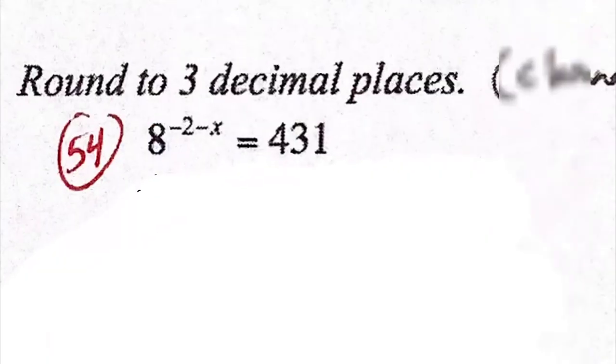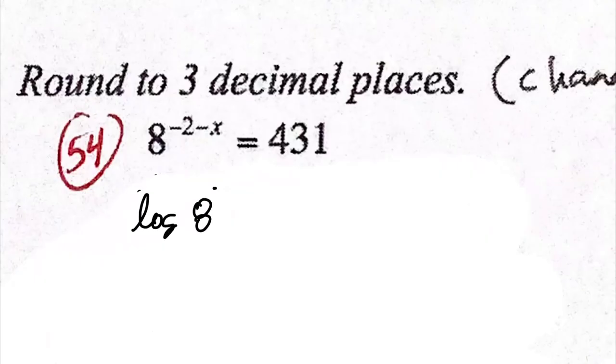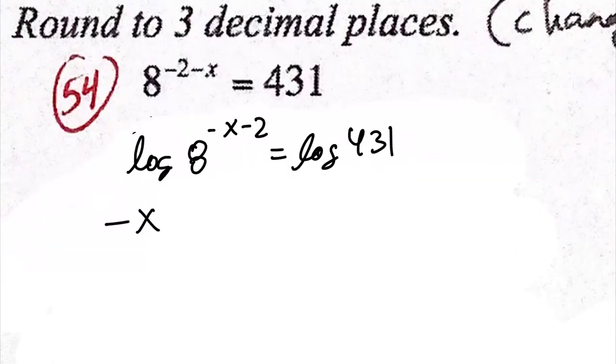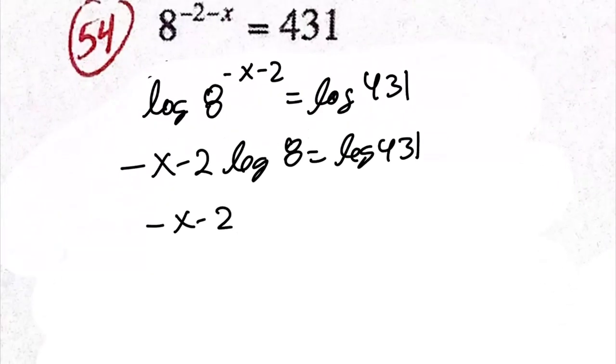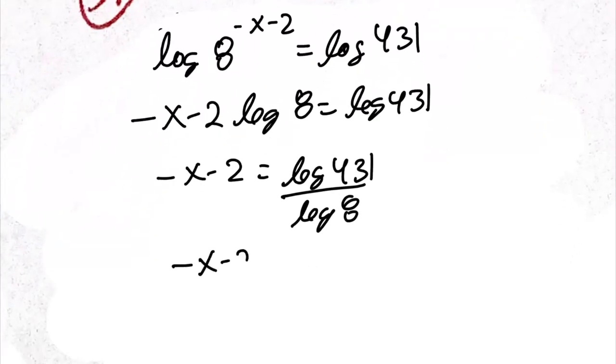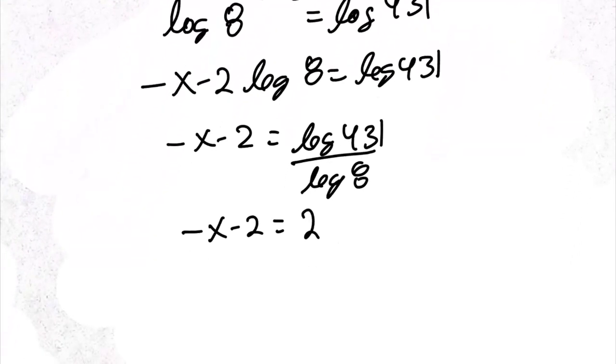Next one. So log base 8 of negative x minus 2. Put it in standard form. Power rule. Negative x minus 2 equals log of 431 divided by log of 8. Negative x minus 2 will give me 2.917.